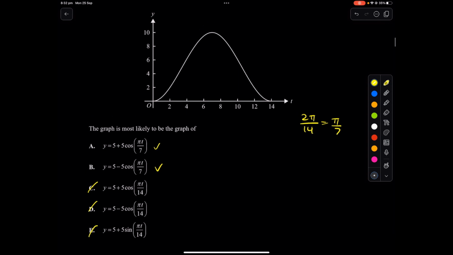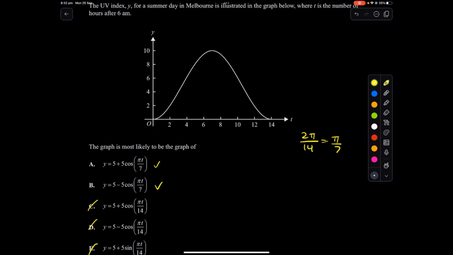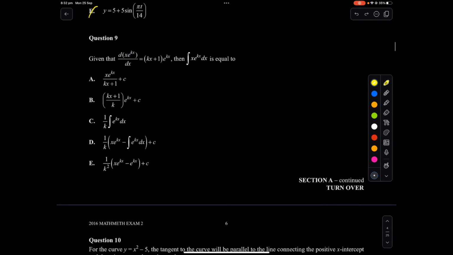And, okay, well, it can only be B, because if it's this one, it should have a positive. Yeah, it should look like a positive, actually, but it doesn't. This one is a negative. You can see it's reflected along the t-axis. So yeah, B. Nice, easy question. Given that this is that, then what's this?